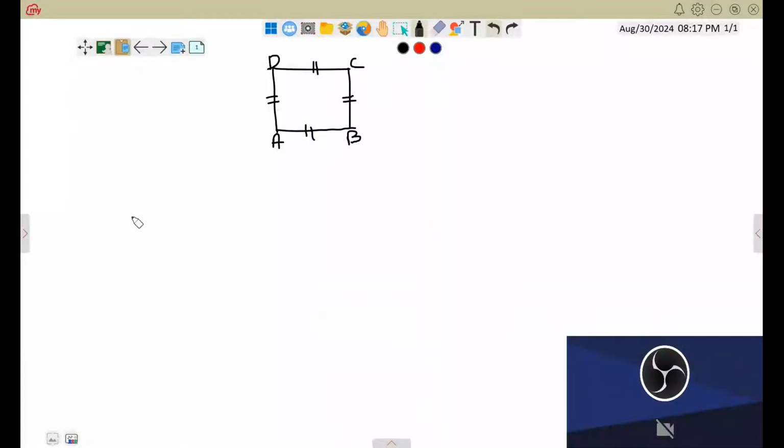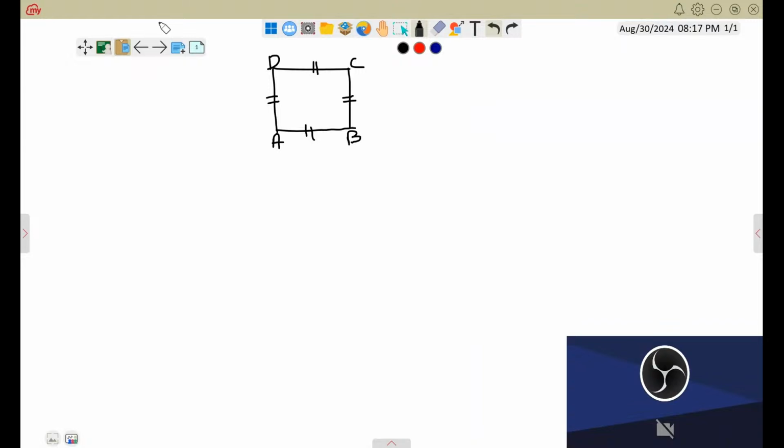Comment what is the name of the quadrilateral. Okay, if all the four sides are equal in a quadrilateral, what is the name of it? I will give three options. Is it parallelogram, square, or rectangle? Yes, square, correct. It is a square.